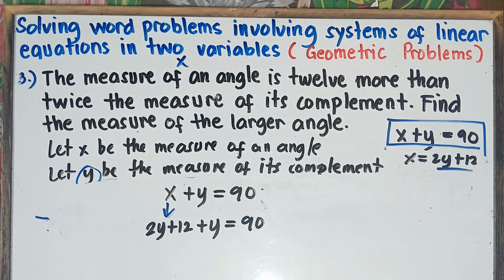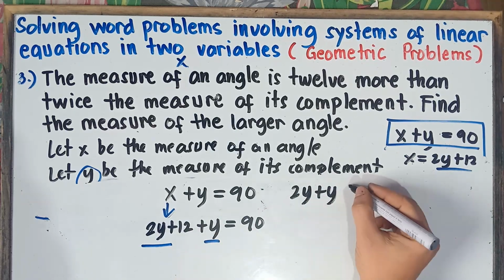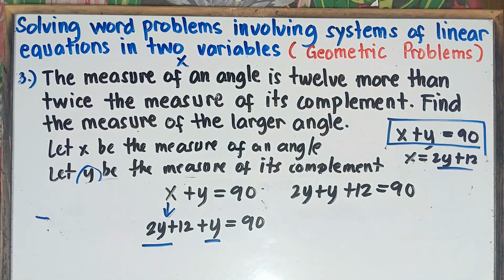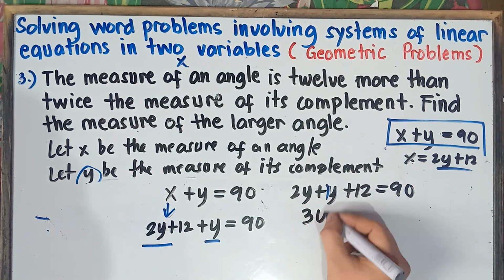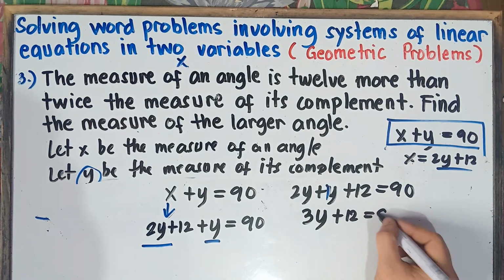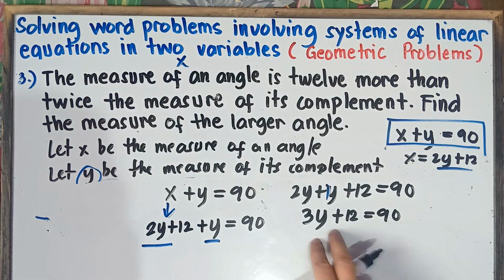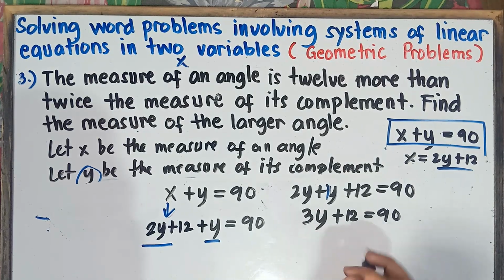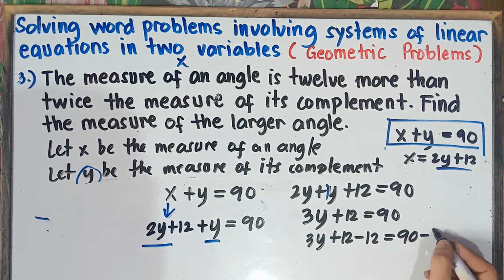So simply combine like terms. You can combine 2y and then y. So 2y plus y, copy, plus 12 equals 90. Alright, so simply add this one. So 2y plus y, understood that there's 1 here. So 2 plus 1 is 3. Simply copy y, plus 12 equals 90. Alright, so to get the value of y, we can subtract both sides by 12 so that we can cancel this out. And the remaining expression will be only 3y. So 3y plus 12 minus 12 equals 90 minus 12.